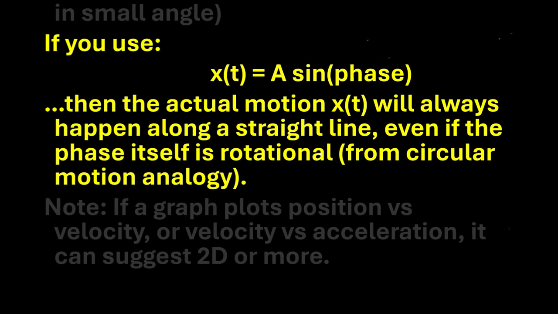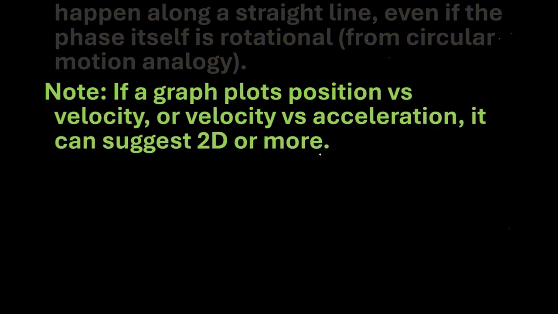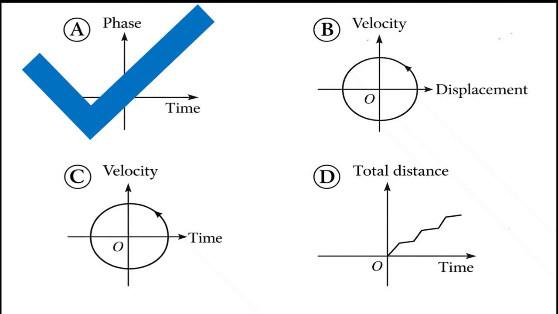Okay. Now, another point to be noted here, if a graph plots position versus velocity or velocity versus acceleration, it can suggest, not always, two dimensional motion or more, something that we don't need now. We'll discuss this in detail while we go through the topic motion in a plane. Okay, but this is definitely relevant to the given question here. So, yes, the first graph here, it makes sense. It is a one dimensional motion. Okay. Now, what we'll do is we'll also write down a couple of things along with this right away. All right.